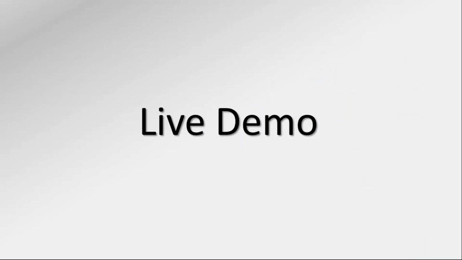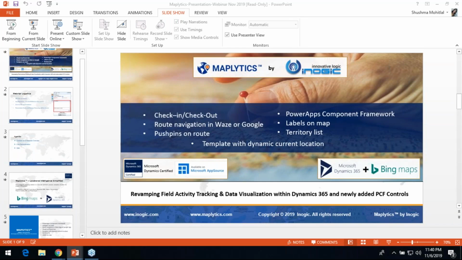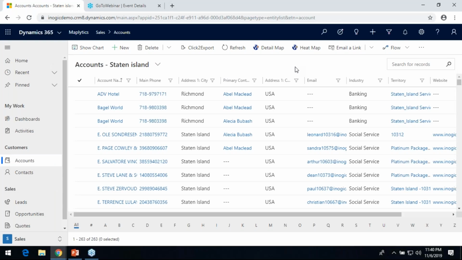So let's start with the live demonstration of all of the features here. As you already know, whenever you open any of the entities and you open a view within that, you'll be able to see all of these records in the form of a data set within Dynamics CRM. Now that I have added the PCF control within this, you'll be able to see all of these records plotted on the map right here within Dynamics CRM.